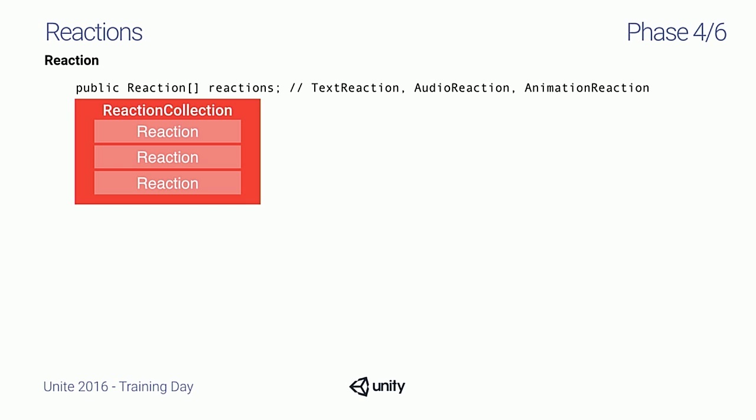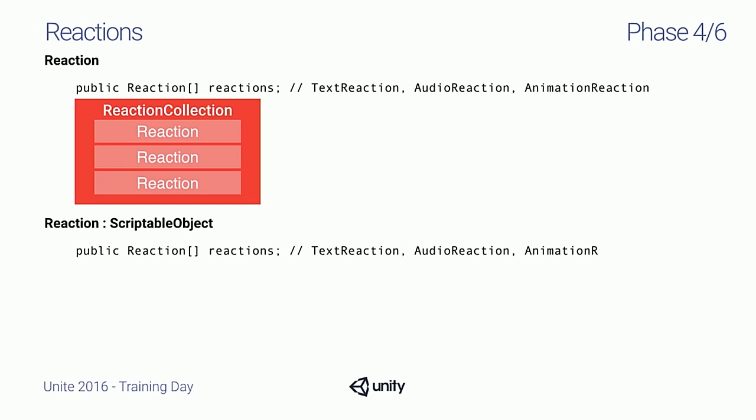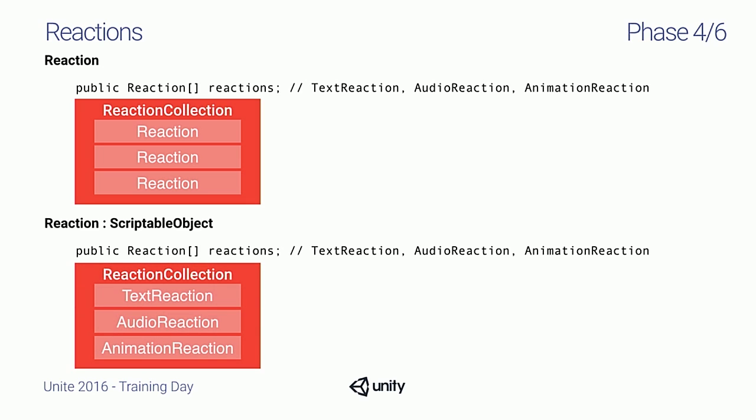However, with scriptable objects, since our reactions inherit from them, when we store our text reaction, audio reaction, animation reaction, the inspector respects that and actually shows us the correct version. So that's why we're making sure all of our reactions are scriptable objects. This is important when we get into actually trying to manipulate our reaction collections in the inspector, which is each one of our reactions will have items that are specific to that particular reaction.